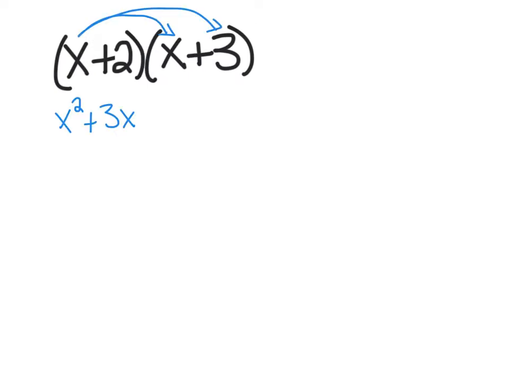The first is our usual arrow method. I multiplied x times x to give me x squared, and x times 3 to give me 3x. So I get 2x from 2 times x, and I get 6 for 2 times 3. My final step is to combine my like terms. My only like terms here are 3x and 2x because they both have x to the power of 1. So my final expression is x squared plus 5x plus 6.